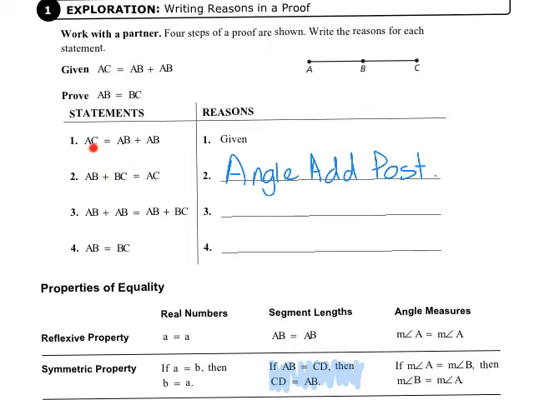So I proved that AC was equal to this. I also proved that AC was equal to this. So I can prove that the two are equal to each other. That's the transitive property of equality.